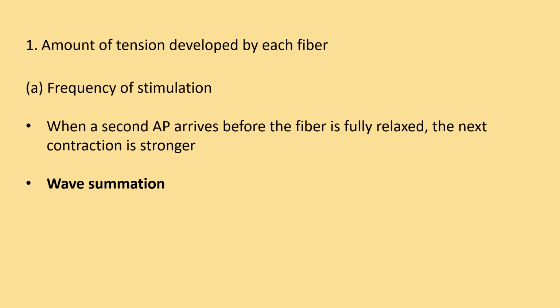Well, what if that muscle cell is stimulated sequentially? What if a second action potential occurs before the muscle fiber is fully relaxed? That will lead to an even stronger tension developing in the muscle cell, and that process is called wave summation.